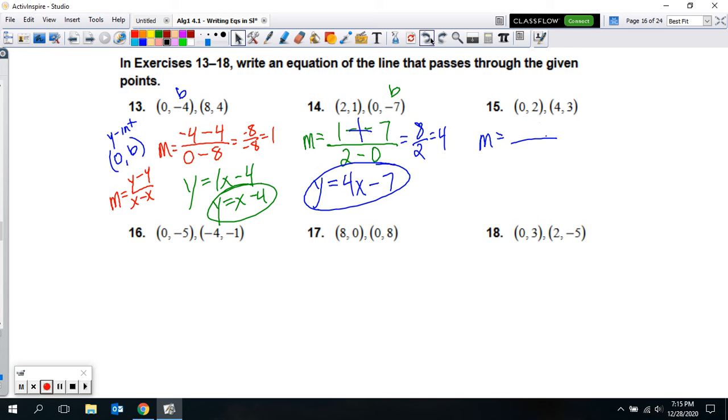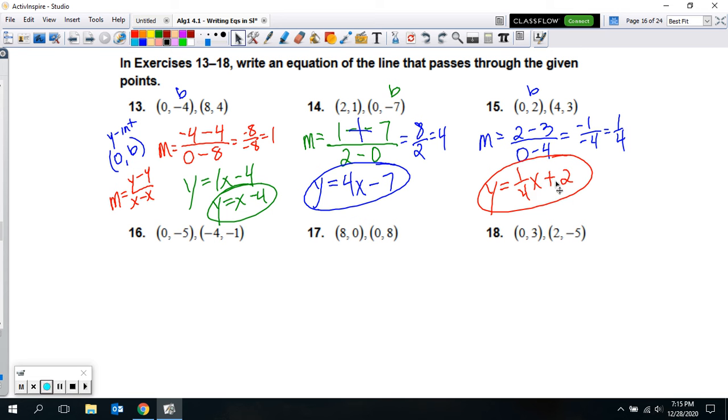So it's 2 minus 3 on top, and it's 0 minus 4 on the bottom. So 2 minus 3 is negative 1. 0 minus 4 is negative 4. So negative 1 over negative 4, negative over negative will be positive. So that's really going to be a positive slope of 1/4. And then our b, 0, 2. So 2 is the b. Whenever you can see your ordered pair where x is 0, that's going to be your y-intercept. So there's the b. And then we got y is equal to the slope number, 1/4 x, and then plus 2.